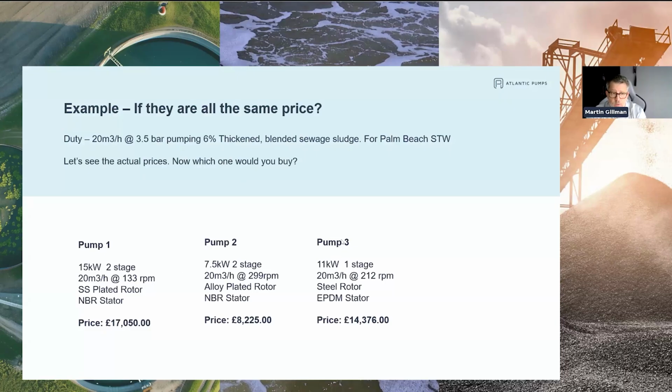But why was that the correct one to buy? Not just because of the speed and the pressure stage. The two things that jumped out were that this is 2-stage, which is correct, and it's under 150 RPM. It's the right pump.